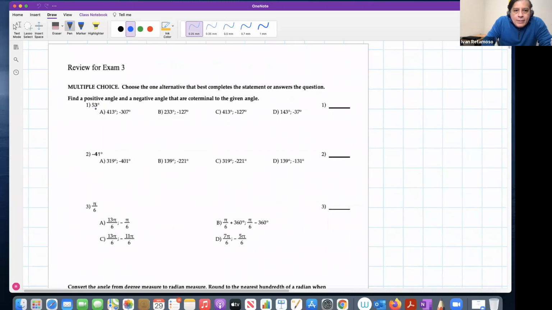So, review for exam 3. For example, a question like this may show up. They will give you an angle like 53 degrees, and they will ask you to figure out two coterminal angles, one positive, one negative. So how do we do that?